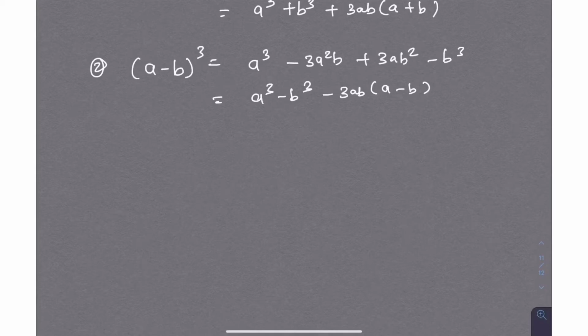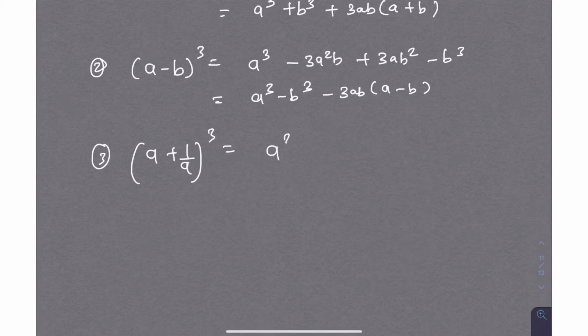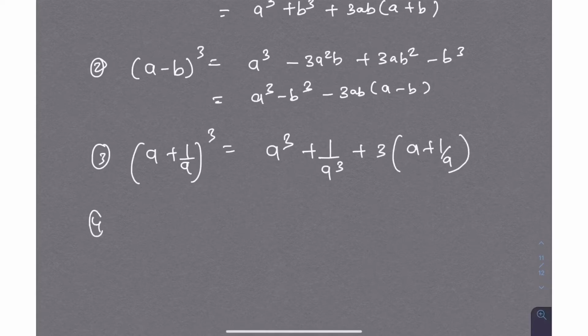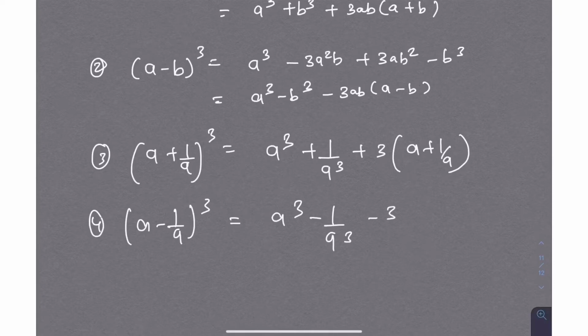Now you can also have the formula for a plus 1 upon a the whole cube. When you expand it, you'll get a cube plus 1 upon a cube plus 3 into a plus 1 upon a. And for a minus 1 upon a the whole cube, the formula will be a cube minus 1 upon a cube minus 3 bracket a minus 1 upon a.